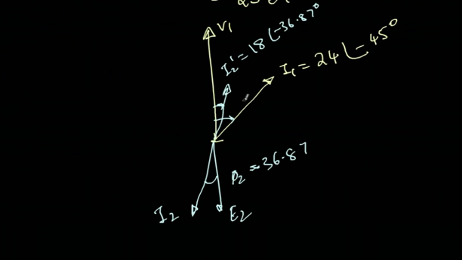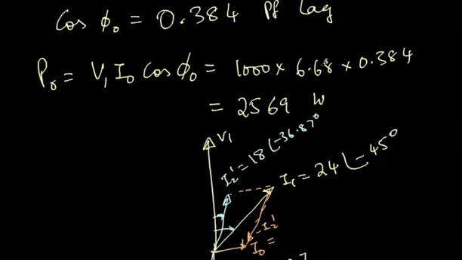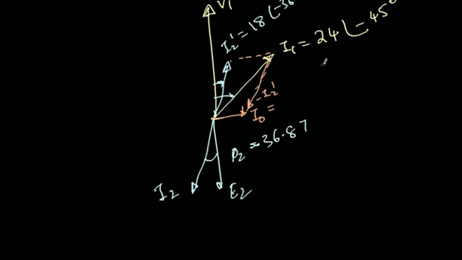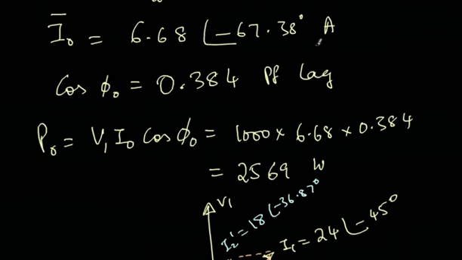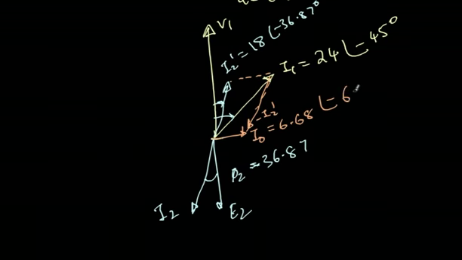Now, we should not add these two, because the I naught will be somewhere here. The addition of this I naught and this one is supposed to be the I1. So from this I naught, how do I calculate? I take this and then subtract this. So this is minus of I2 dash. So I1 plus minus of I2 dash will give me I0. And what is I0 that we had calculated? That is 6.68 angle of minus 67.38 degrees.